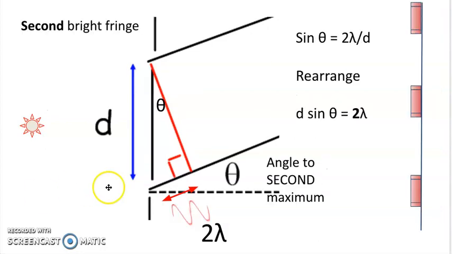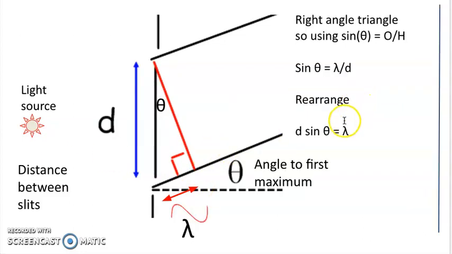So if we go to the second maximum and, oops, here we go. Sorry, I forgot to do the actual rearranging here. If we look at this right angle triangle, we've zoomed in on it and said that's a right angle triangle because that's the extra path difference, and from there on both lines are the same distance, so that must be a right angle in there. If that's a right angle, that angle in there is 90 minus theta, and if that's 90 minus theta, then that must be theta over there.